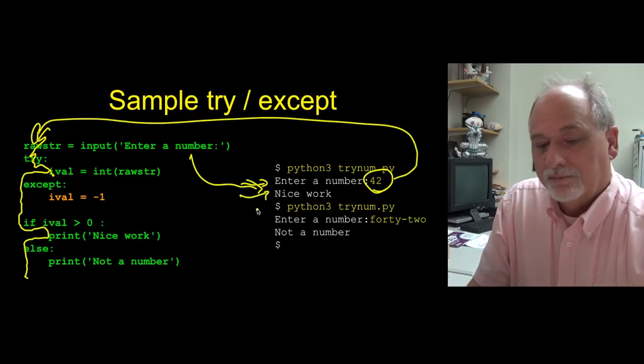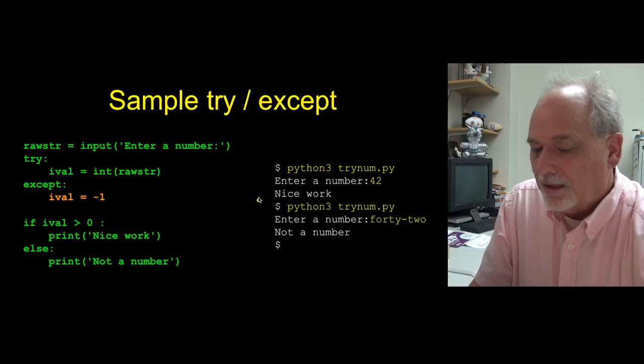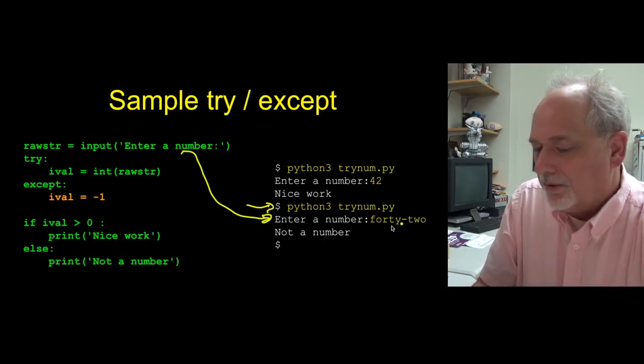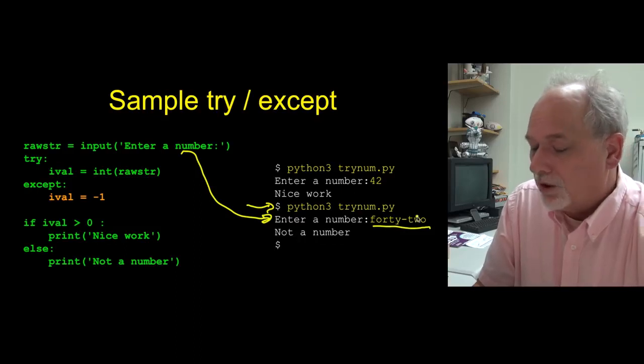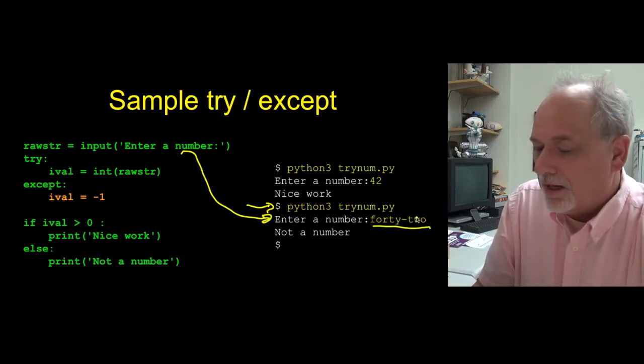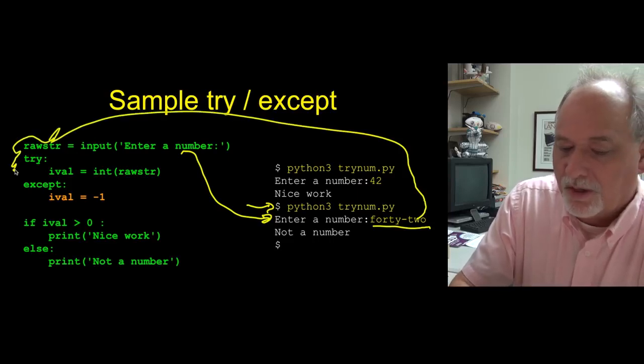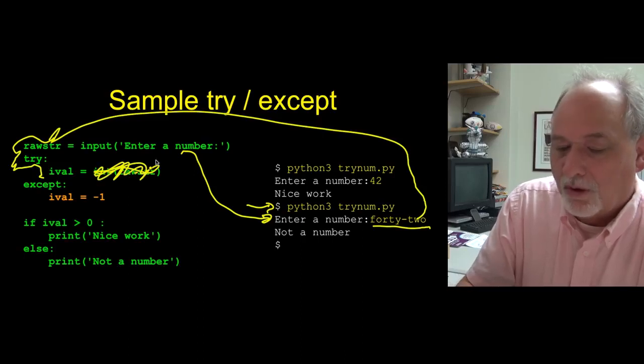On the other hand, if we run it again, this time, the input says enter a number, and we're silly. We enter the word 42, but in words, F-O-U-R-T-Y. So that's a string, and that goes into istr. And then the execution continues. We run in here, and now this is going to blow up.